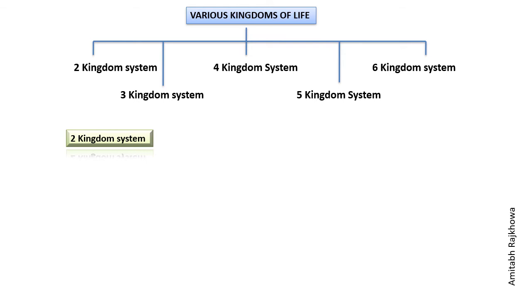The main proposer of this system was Carolus Linnaeus. He believed that living organisms have 2 main categories, or we can say that there are 2 kingdoms of life in the world. These are plants and animals. In plants, those organisms are included which are non-motile, green, and can prepare their own food. Or we can say those organisms are placed under plants which are producers.